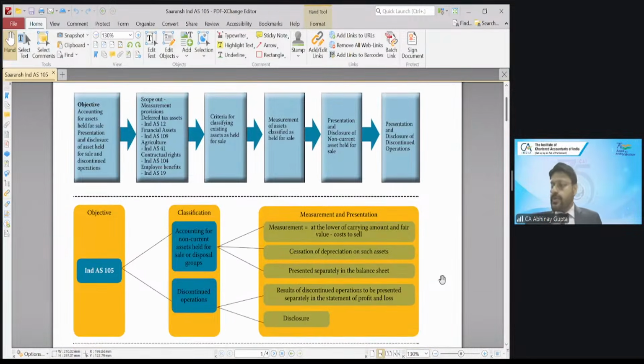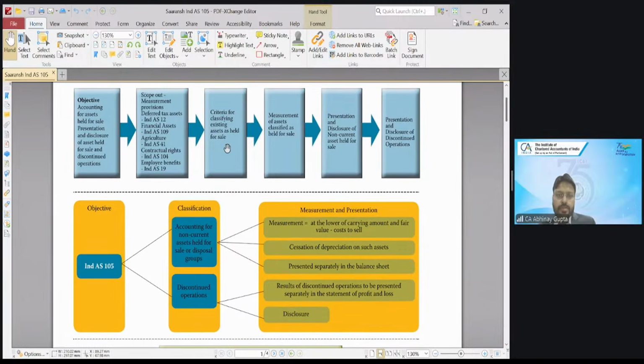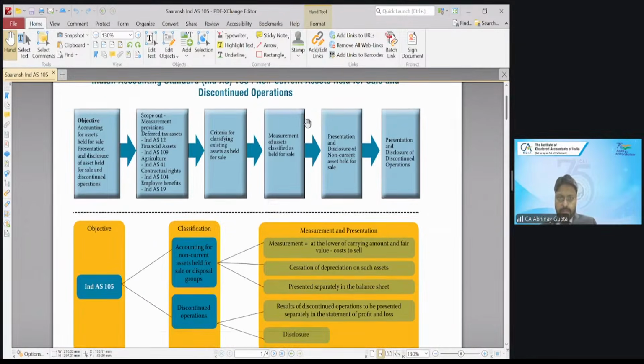Okay. So first of all, there are certain criteria which need to be met in order to classify these items as held for sale, right? Once those criteria are met, then only we will say that yes, these are the asset groups which are held for sale, or these are the operations which the company has discontinued and hence meeting the criteria. So Ind AS 105 triggers. Once Ind AS 105 triggers, we will remeasure the assets which are held for sale, right?